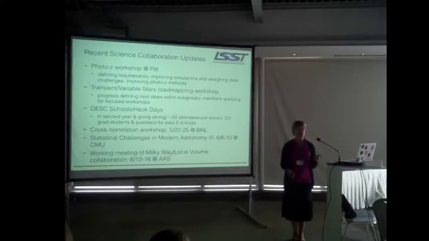We just, in the U.S., had our summer meeting of the American Astronomical Society, or AAS, and the Milky Way and Local Volume Collaboration had a small working group meeting there. One of the things that they're very interested in is crowded field photometry and understanding plans and what their requirements are.